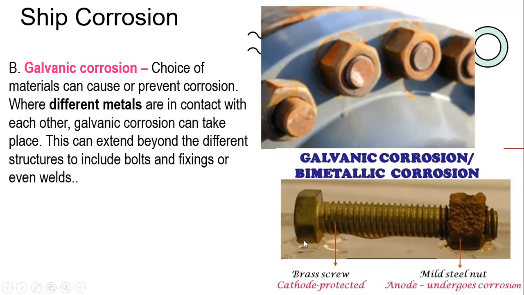This one is bronze, for example, or brass, and the other one is the nut. Looking on the drawing, this one is the bolt. Okay, it's made of brass. This one is a nut made of mild steel. Okay, then galvanic corrosion occurs.